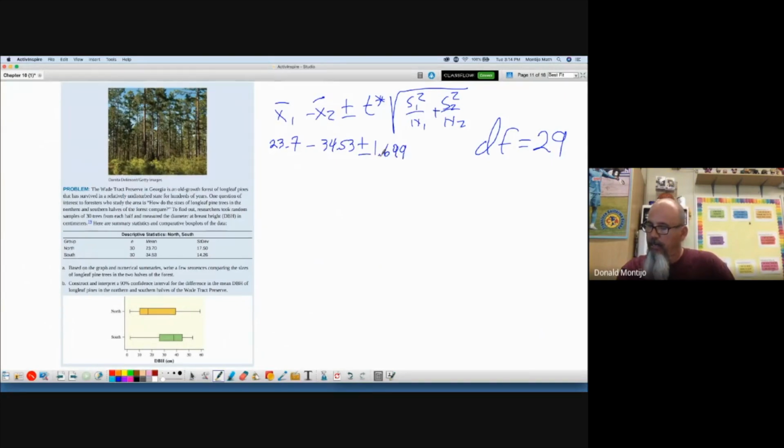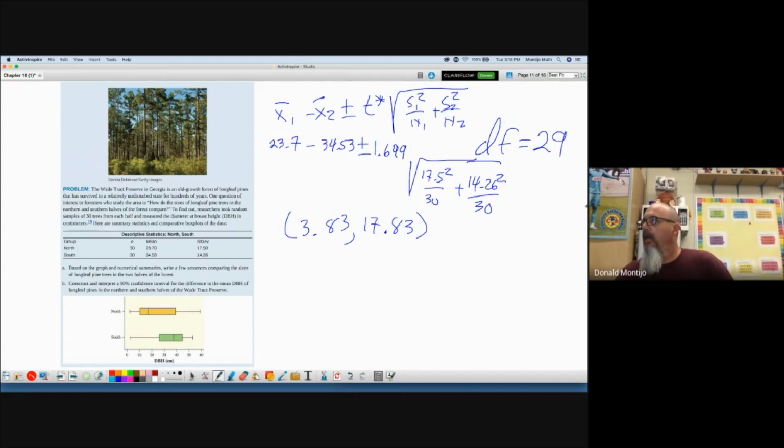1.699 times, I'm going to have to slant this down a little bit, the square root of s sub 1 squared over n sub 1 plus s sub 2 squared over n sub 2. That's going to give me my confidence interval. Again, I'm not going to take the time to type all this in, but you guys can plug and chug away in the calculator, no problem, I'm sure. So we find the 90% confidence interval goes from 3.83 to 17.83. Well, how would I do that on the calculator?